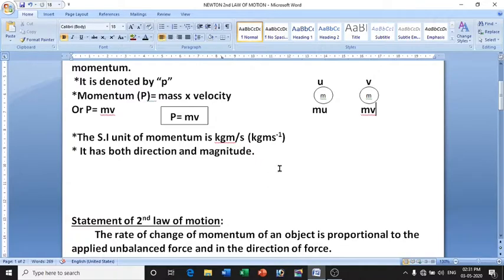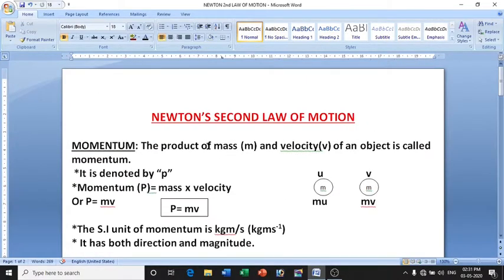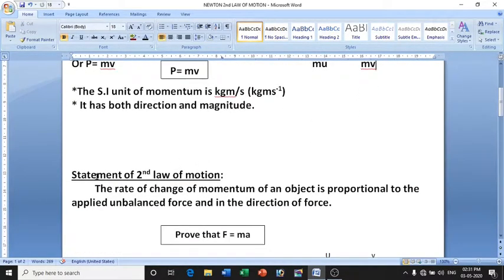So moving to the next, the main statement of Newton's second law of motion. According to Newton's second law of motion, the rate of change of momentum of an object is proportional to the applied unbalanced force, and the motion is in the direction of the force. Wherever the force is greater, the direction of the motion will be in that particular direction.